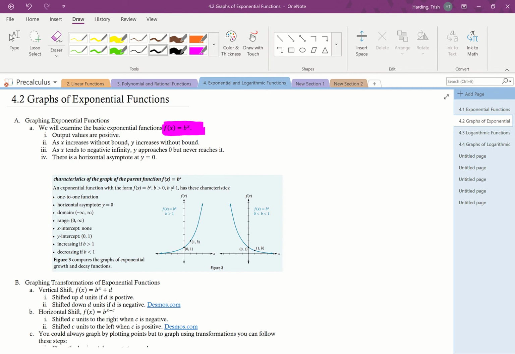When x tends to negative infinity, your y will approach 0, but it will never actually be 0. Your y can never be 0 because there's nothing that you would be able to raise to a power that would give you 0, since our b can't be 0. So that means there's a horizontal asymptote at y equals 0. This is all your general information on the graph.